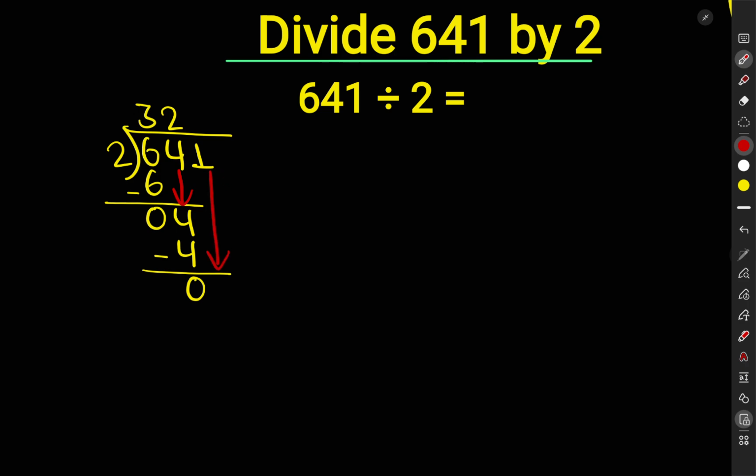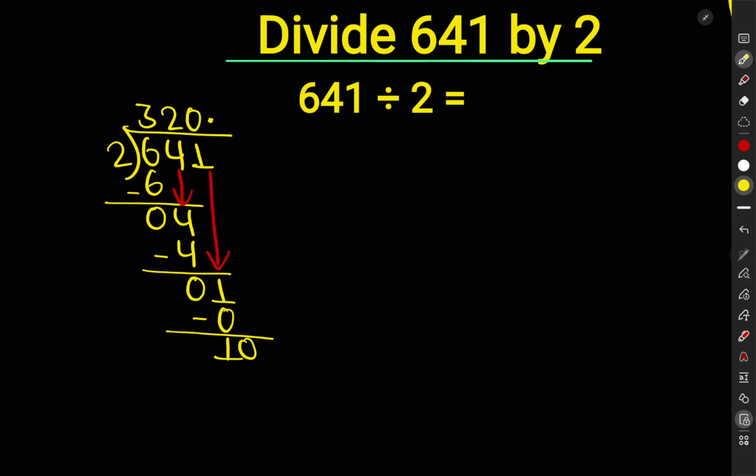So again we put down this 1 and 2 times 0 means 0. On subtracting we get 1. So now there is no other number to put down. So we take a decimal here so that we put 0.